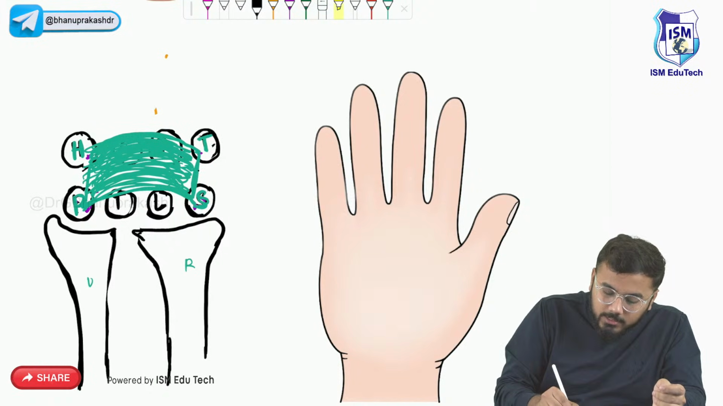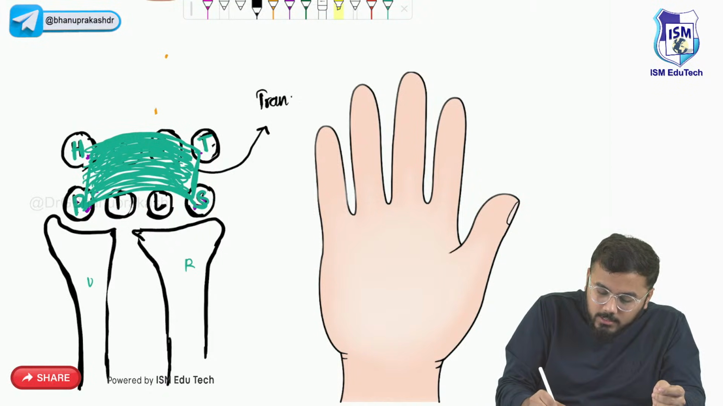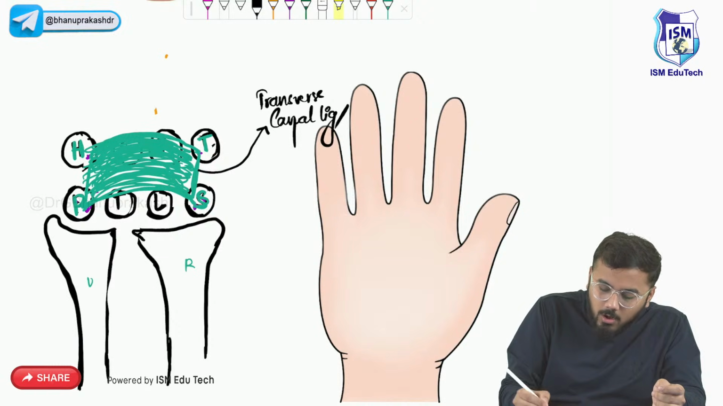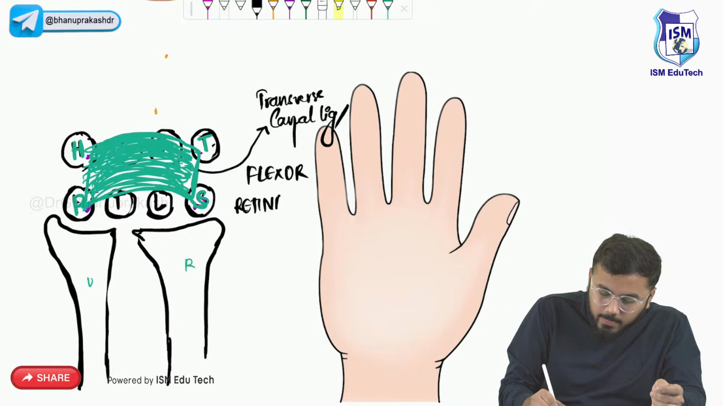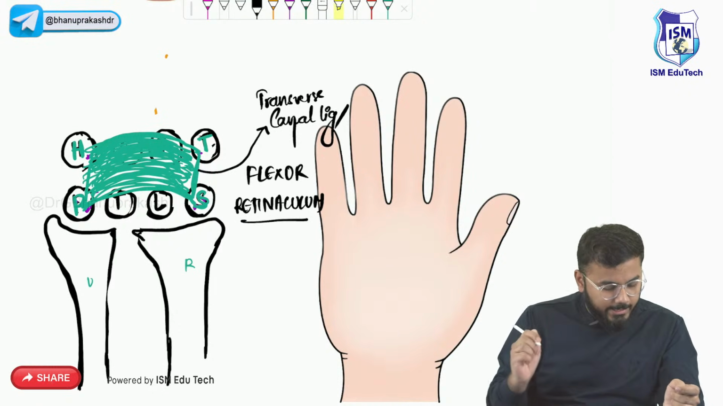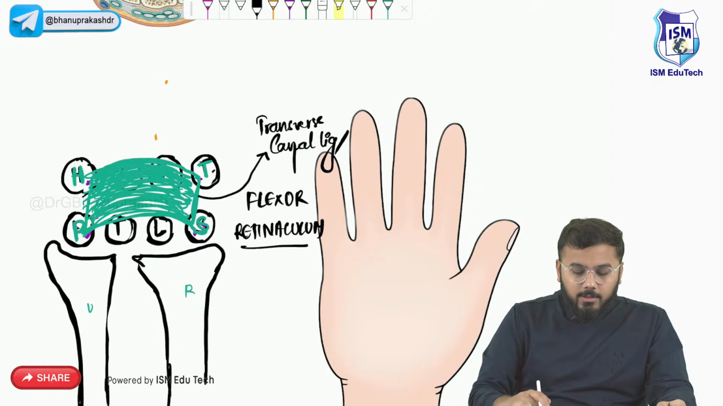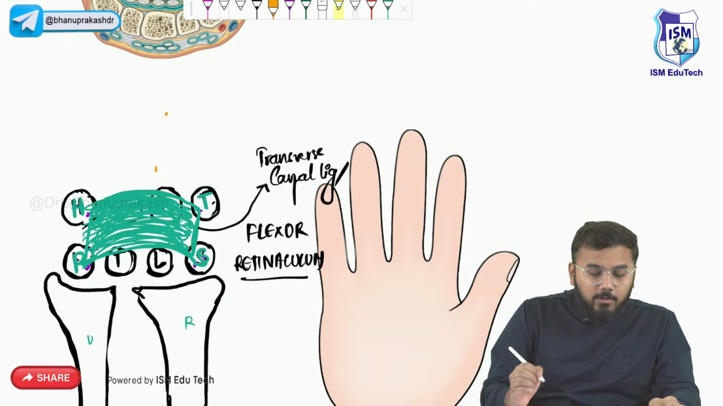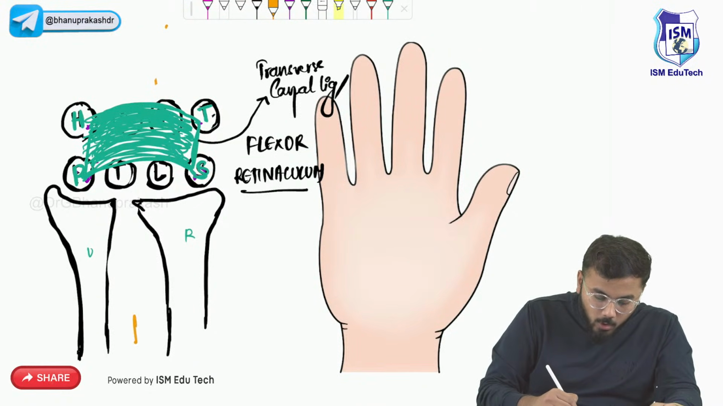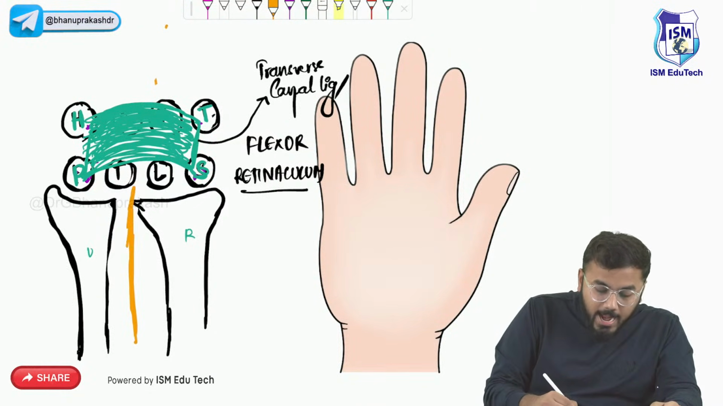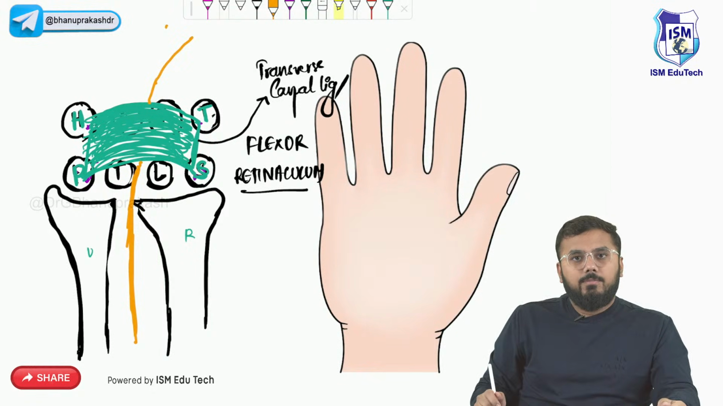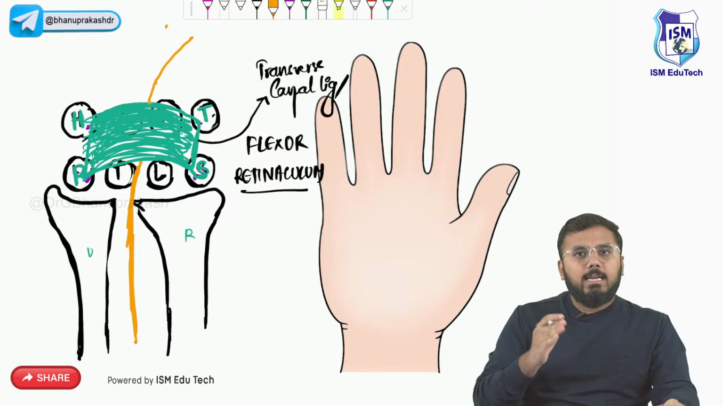So this one over here is called the transverse carpal ligament or flexor retinaculum. Now look here. What is median nerve? How does it pass? Median nerve all the way comes like this, right? And it passes beneath the flexor retinaculum and comes out like this. Median nerve passes beneath the flexor retinaculum, comes out.